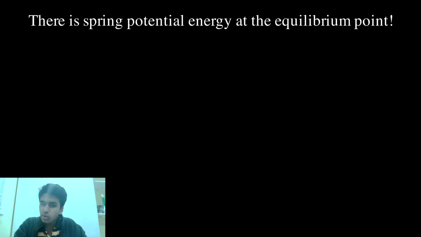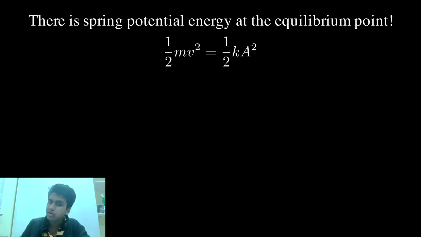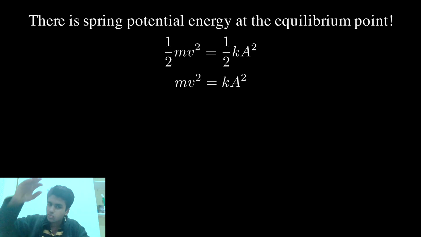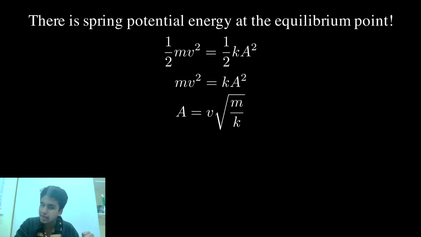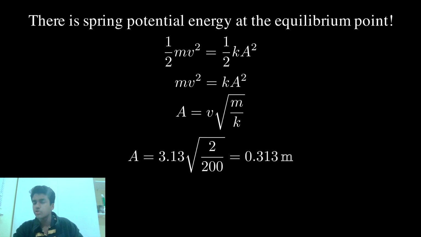And to do this, we can convert this to a horizontal spring by equating the maximum kinetic energy, which occurs at the equilibrium point, to 1/2 kx squared, or 1/2 kA squared, where A is the amplitude. So if we do this, we can simply ignore gravitational potential energy. So we can now solve 1/2 mv squared equals 1/2 kA squared. We cancel out the 1 over 2, and we rearrange to get an expression for A. And we can plug in our known values, like we know that the velocity at the equilibrium point, that's the maximum velocity, is 3.13 times the square root of 2 over 200. And that is 0.313 meters.